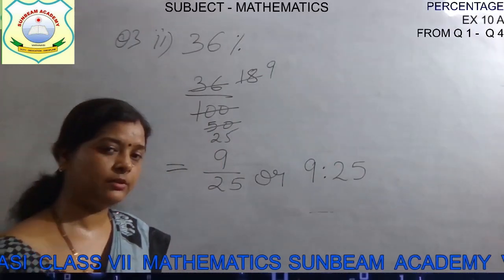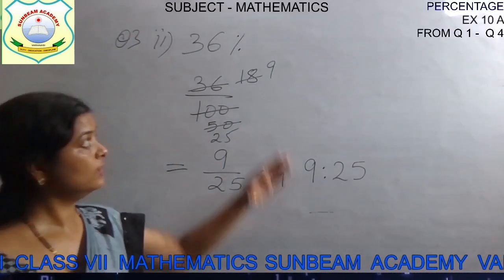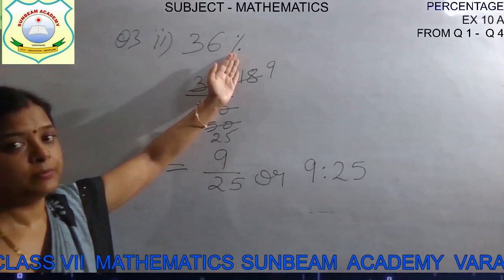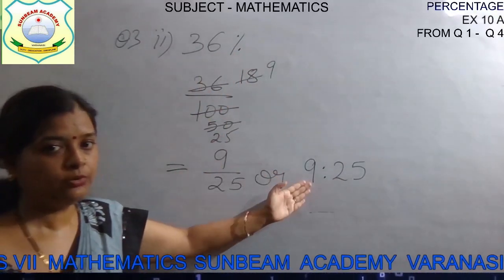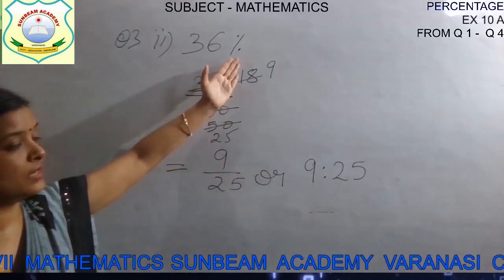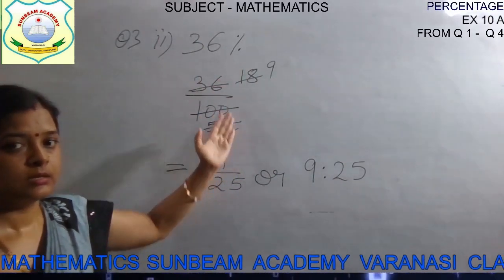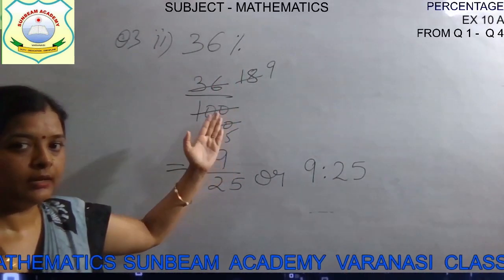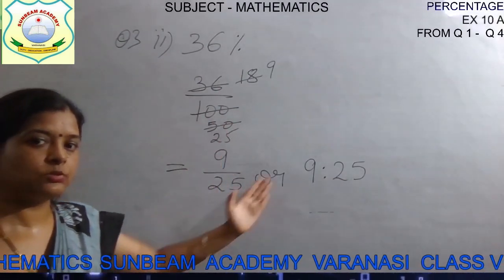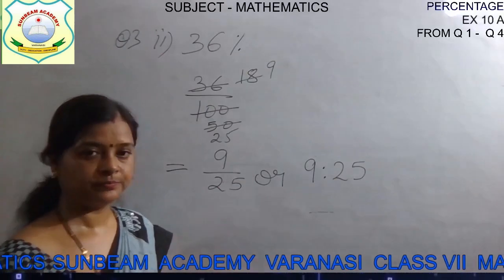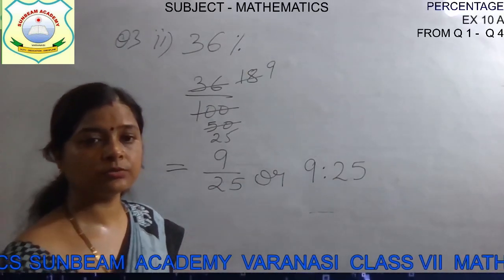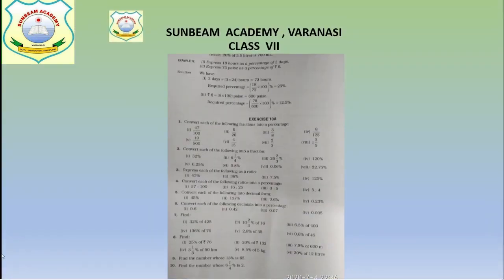Simply see, wherever you have a percentage sign and you have to convert into a fraction or a ratio, just follow the steps. Percentage means out of 100. Write it down out of 100, simplify it, and then solve the value. Okay. Now let's see the next question.